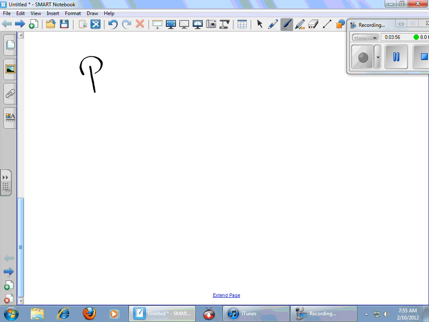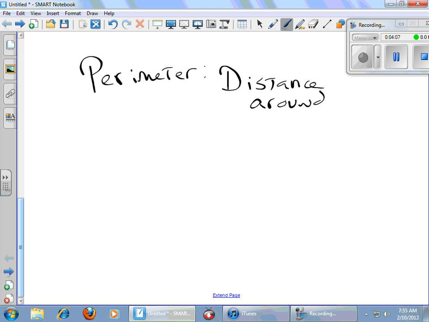Perimeter is just the distance around a polygon. That's all it is. The distance around a polygon, which basically means you add up all the sides.